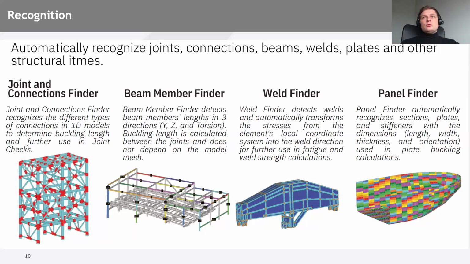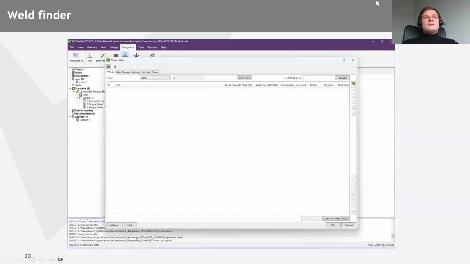If we need to perform weld checks or fatigue checks, we need to identify the welds. So all of these structural members have to be recognized, as well as plates for plate buckling, or panels, or stiffeners, or bolts. All of this is done within the SDC Verifier interface.